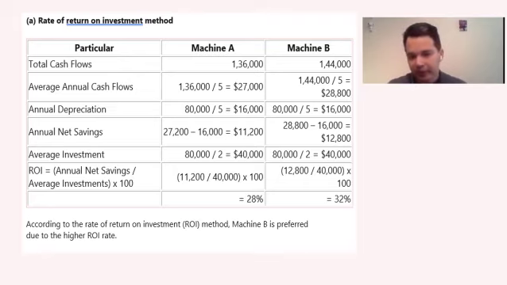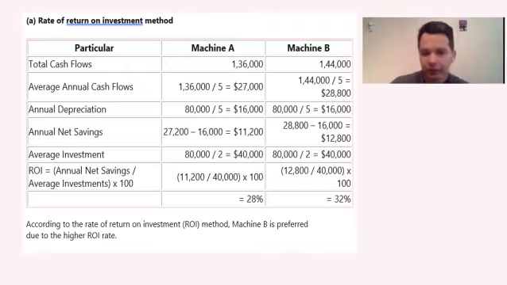The average investment is $80,000 divided by 2, and we're going to get $40,000. And the ROI, or rate of return, is the annual net savings divided by the average investment times 100. So $11,200 divided by $40,000 times 100, and this is going to give us 28%, right? 28%.